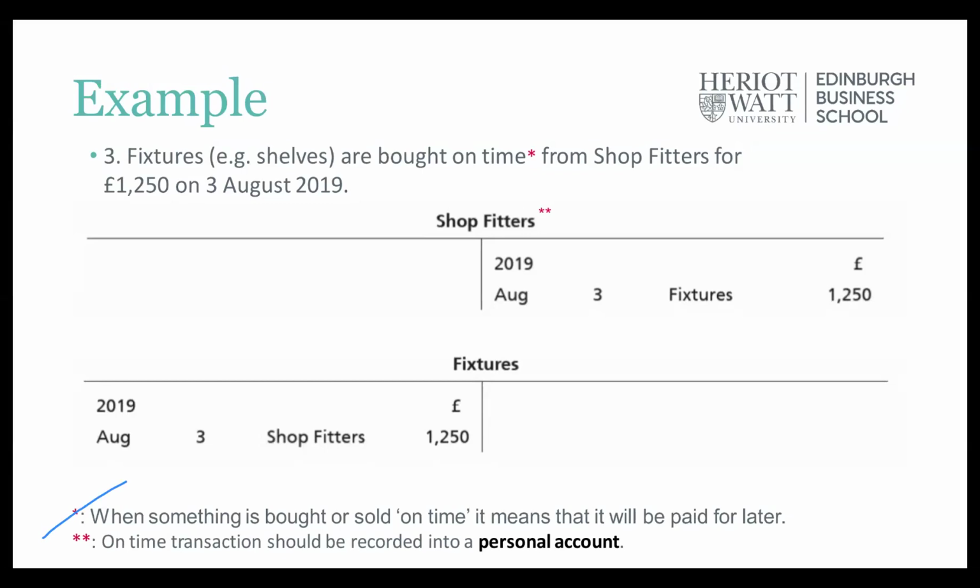Now, the on-time transaction should be recorded in the personal what? In the personal accounts, meaning you are involving the names of the people that are involved. Those are personal accounts, isn't it? The names of the people or the names of their companies, like names of institutions, those are personal accounts. You know that, right?